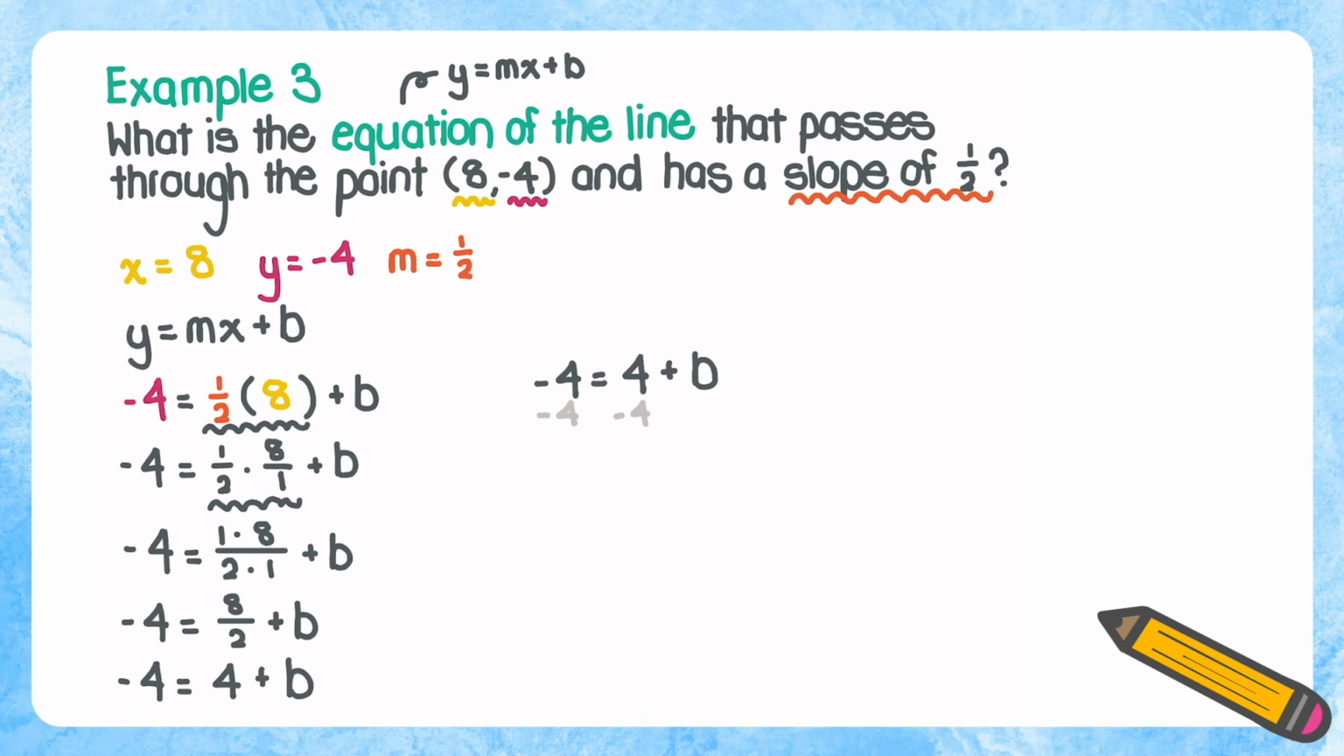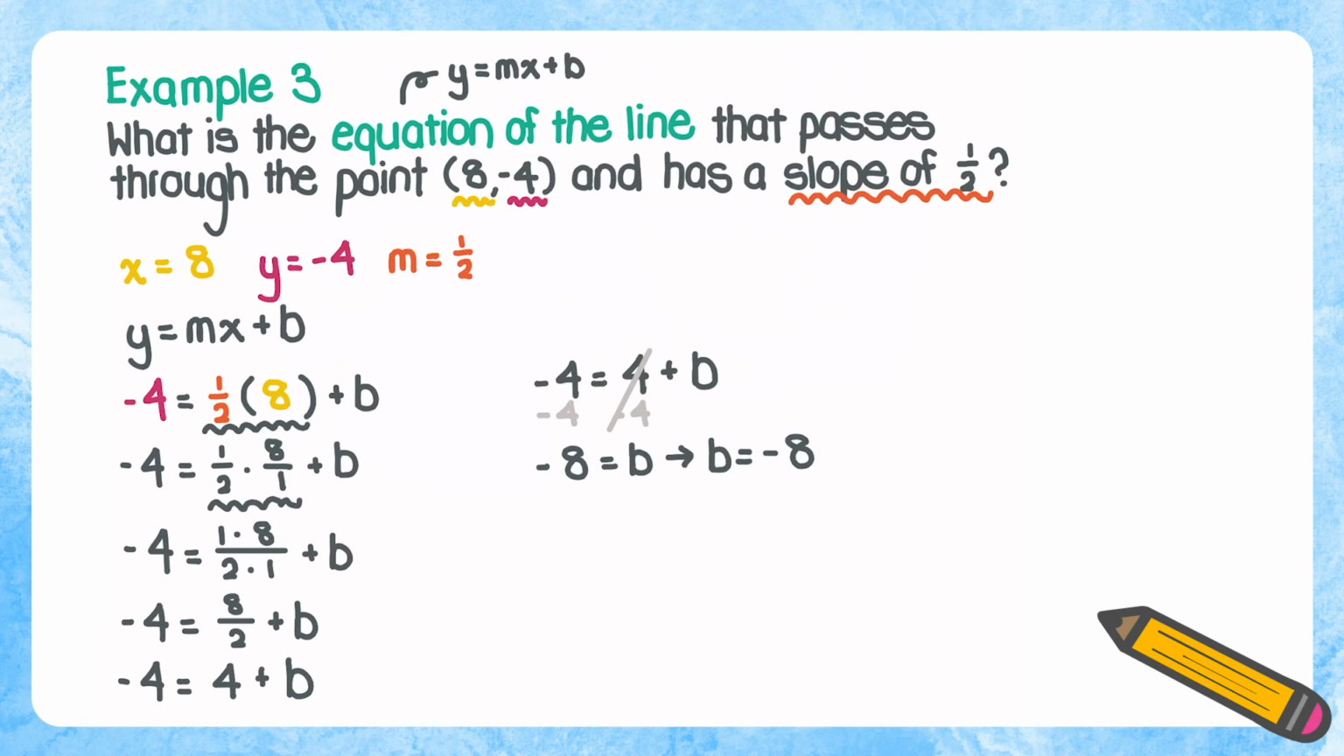4 and the negative 4 are going to cancel out. And on the left side, be careful. Negative 4 minus 4 equals negative 8, and that equals b. So we solve for b, and b equals negative 8. So we now have the slope and the y-intercept, so we can write the equation of this line.